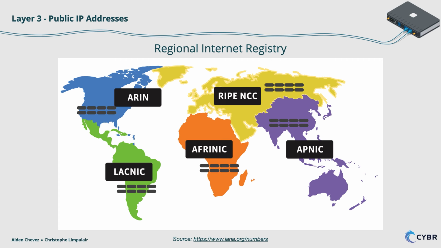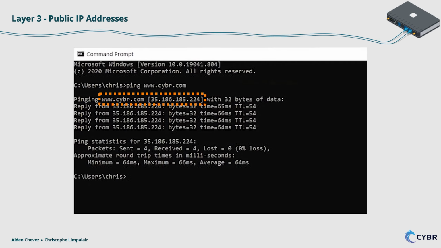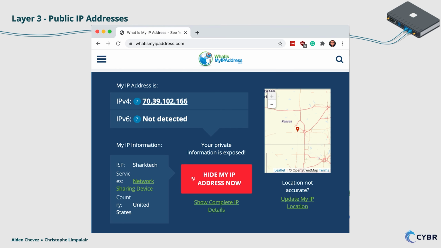This is important because you need to have a public IP address in order to be able to use other services on the internet. As we saw before, Cyber's address is 35.186.185.224, and that is Cyber's public IP address, which means that no one else at that time can also use that IP address on the open internet. And by the way, you can easily figure out what your own IP address is using a website like whatismyipaddress.com or searching for that directly on Google. This is the IP address that websites or services that you visit and use on the internet see when you're accessing them, so it serves to uniquely identify you.